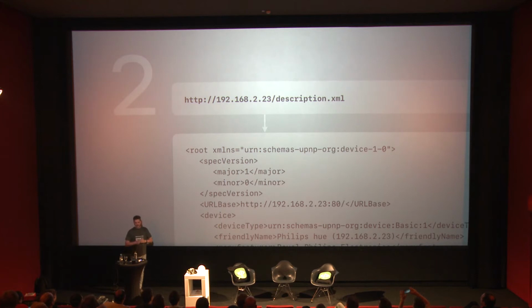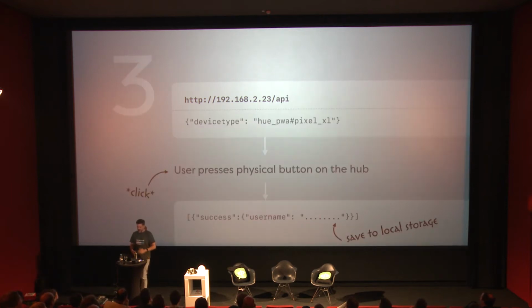So once we have that IP address, we can then query the hub, get a description.xml, check the version number if it's the proper version, and then some security. We have to call an API and then press a physical button on that hub, and then we get an API key. And we can store that for later use.